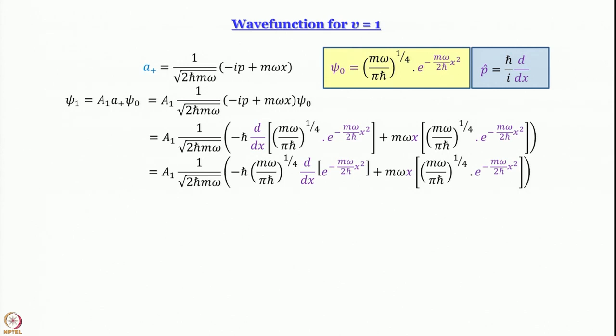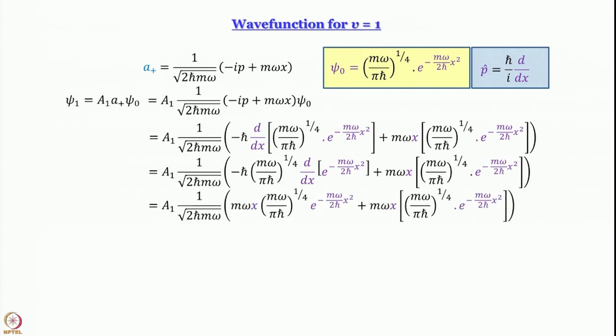And as I said, I am following by and large the textbook on quantum mechanics by Griffiths at the moment. Okay. So, this is what we get. Since we differentiate e to the power minus m omega by 2 h cross x square, we get back the same exponential function, but it has to be multiplied by 2x multiplied by m omega by 2 h cross, minus of that.